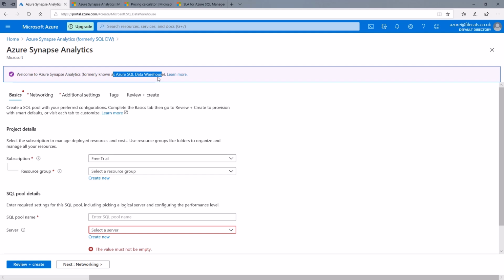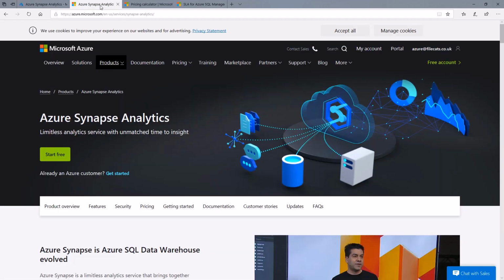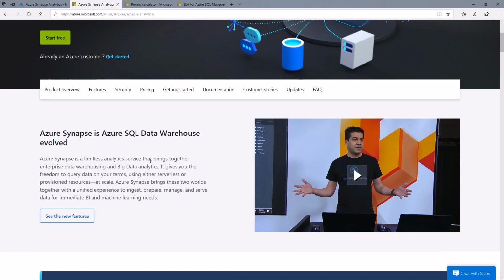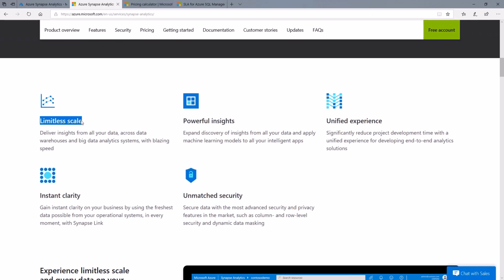And as I said, this used to be called Azure SQL Data Warehouse. However, they're developing it quite a lot from here. So you can see what they say. It's a limitless analytics service and brings together data warehousing and big data analytics. It has limitless scale because it can grab as many resources as it wants, at least within the boundaries that you have set. So it can load the data, which is also called ingesting.